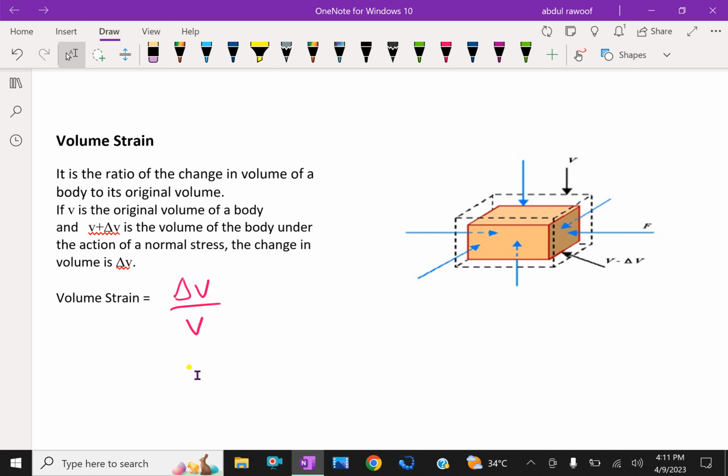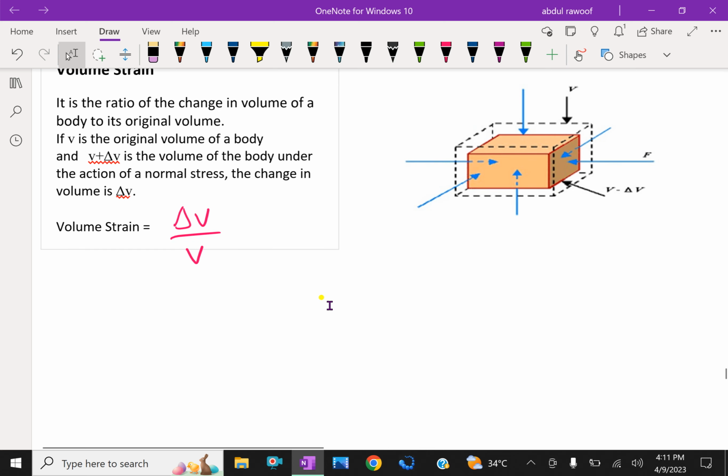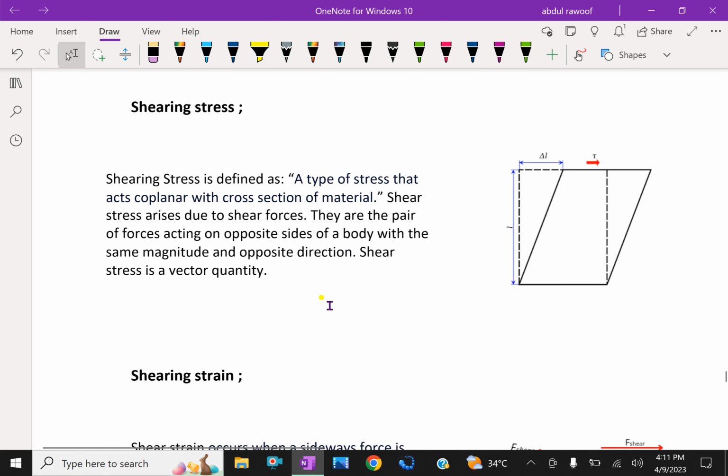Here, when a deforming force acting on a body produces change in the shape of the body, that is called a shearing stress. Now, this is volume strain. Next is shearing stress.